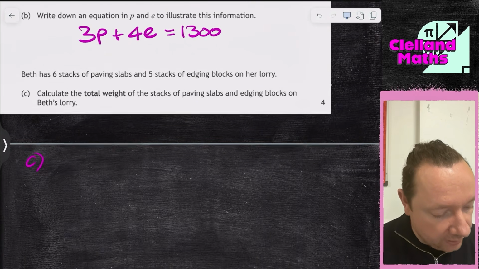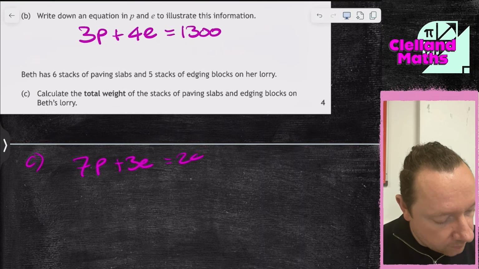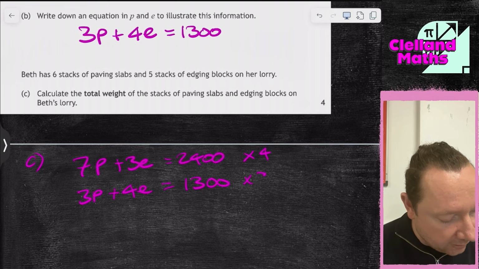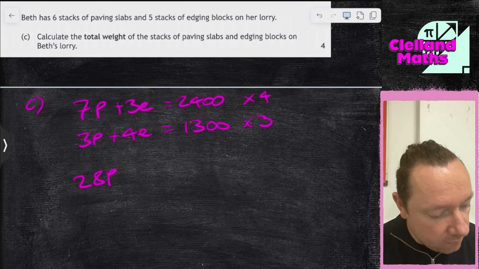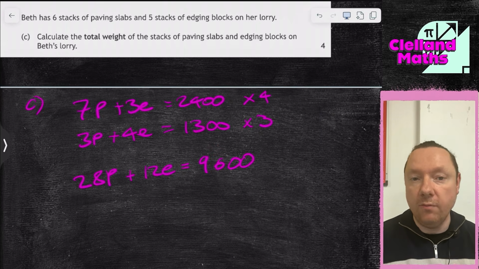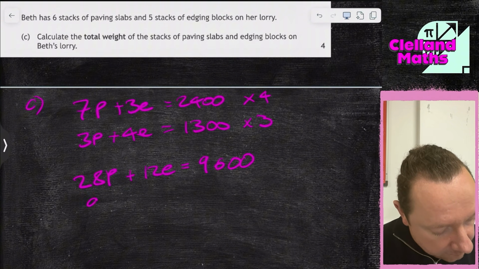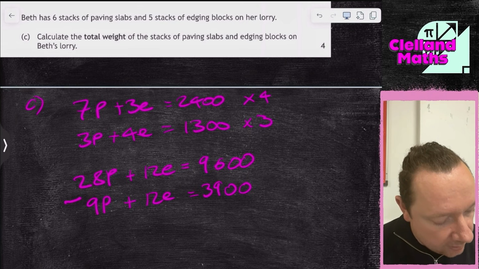So I've got 7P plus 3E is 2,400. I've got 3P plus 4E is 1,300. So I can times this one by 4 and that one by 3 to get 12 in the second position. 4 7s is 28p, 4 3s is 12e, and 4 times 2,400 is 9,600. But you can use a calculator if you want. 3 3s is 9p, 3 4s is 12e, 3 nothings is nothing, 3 3s is 9, 3 1s is 3. Take away.